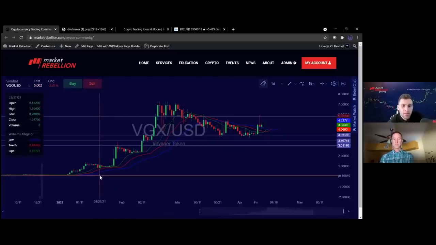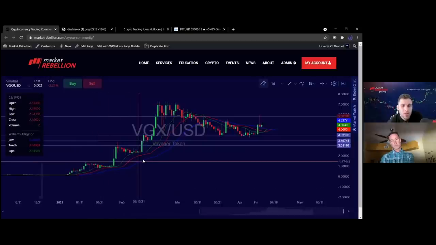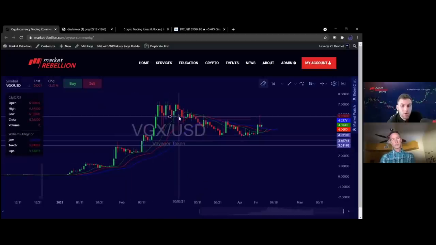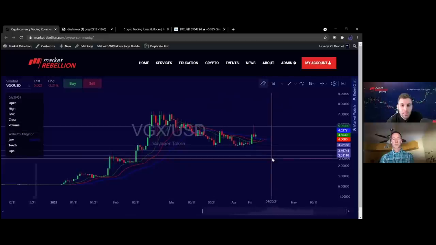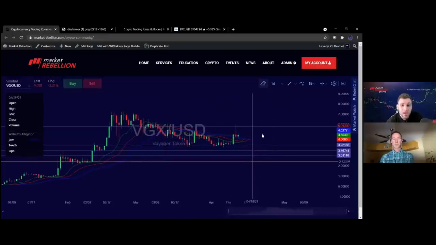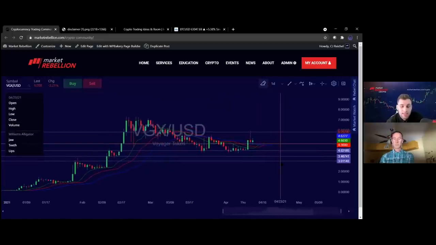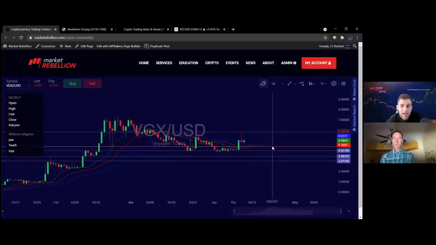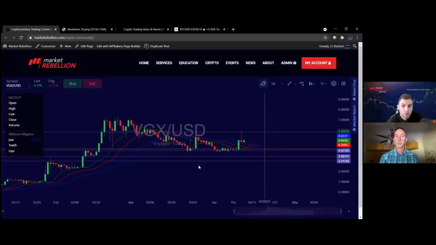In a bull trend, what you want to look for is price above the averages. You want the Williams Alligator to look relatively parallel to one another like this. But once they start to compress and turn over, that's really a warning signal that the trend might be changing. Now what we have here with VGX is that the moving averages and alligators are actually starting to flip. If we get some follow-through, it'd be pretty bullish for the overall trend.